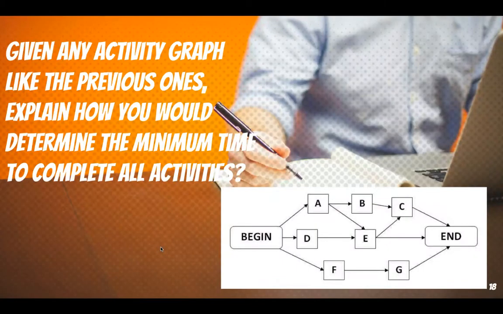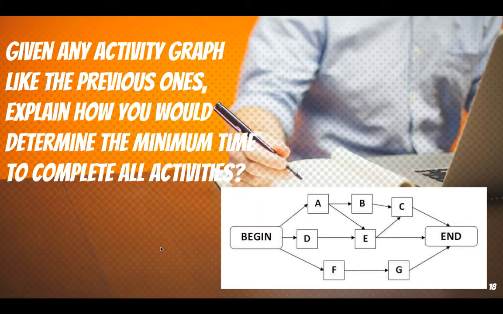All right. Given any activity graph like the previous one, explain how you would determine the minimum time to complete all activities. I want you to think about this for a minute. This example right here means nothing. It's just an example of a pathway. The longest pathway here, there's 2 longest pathways, 3 actually. ABC, AEC, and DEC are all 3 activities long.